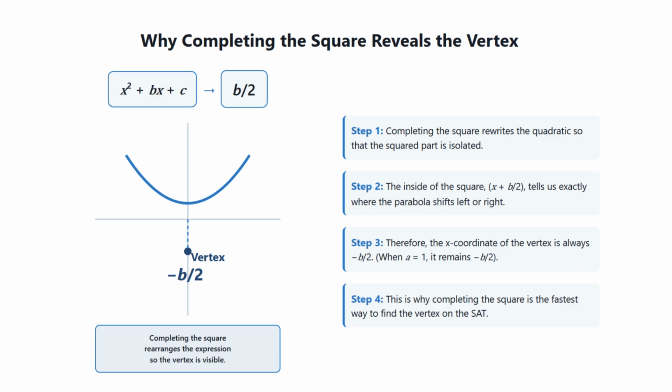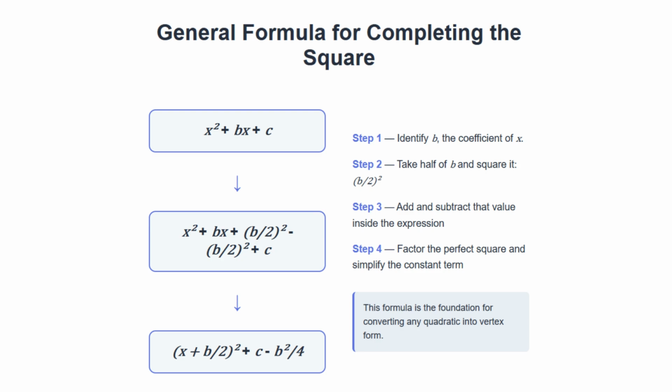On the SAT, this connection allows you to identify maximum and minimum values quickly and to compare quadratic functions without lengthy calculations. Understanding why the technique works not only strengthens your intuition, but also makes every future problem feel easier and more predictable. Now let's look at the general formula that emerges from completing the square.